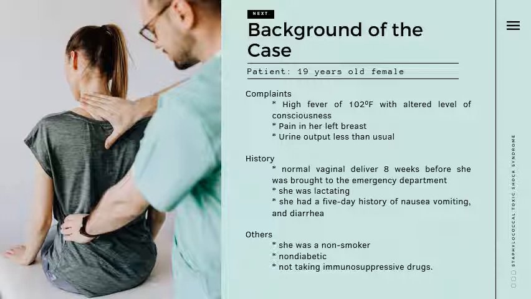The patient further complained of pain on her left breast. Her urine output was less than usual. She had a history of normal vaginal delivery 8 weeks ago and was breastfeeding her child. Otherwise, she did not have any significant past medical and surgical history. She was a non-smoker and non-diabetic, and she was not taking any immunosuppressive drugs.